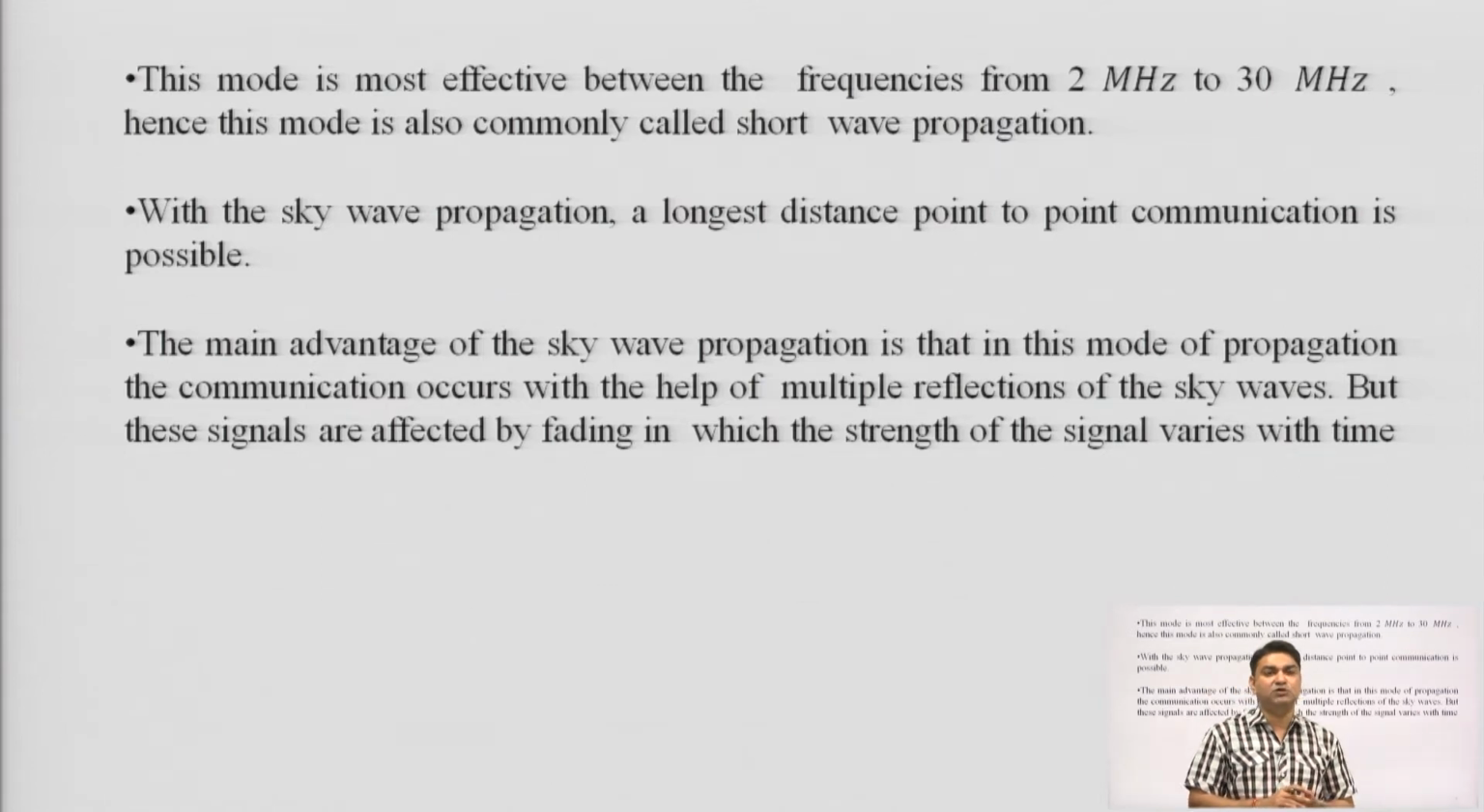This mode is most effective between the frequencies from 2 megahertz to 30 megahertz, hence this mode is also commonly called as short wave propagation just because of the frequency range. With the skywave propagation, longest distance point to point communication is possible, as I have already told you that on the earth surface when the longest communication is established, we can utilize this skywave or ionospheric mode of propagation only.